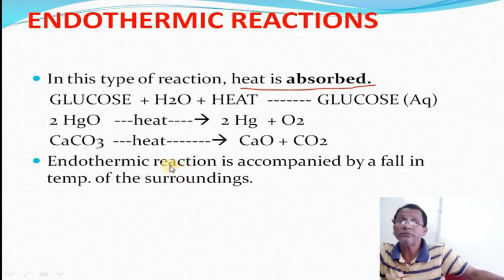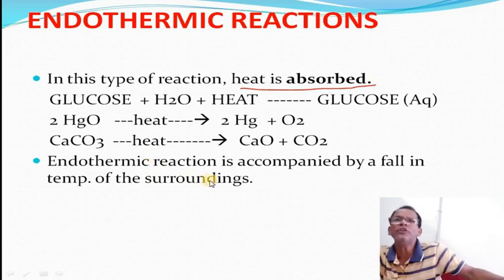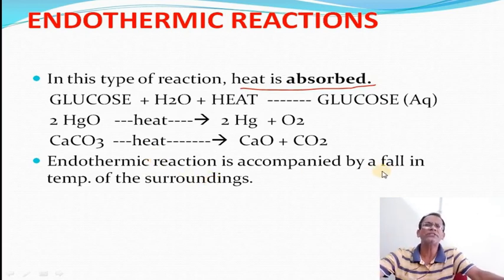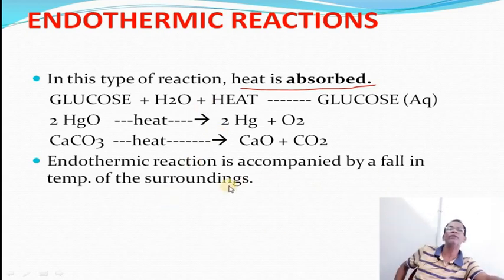There are two types: one is exothermic, another is endothermic. Heat is released means exothermic, heat is absorbed means endothermic. All endothermic reactions show a fall in temperature. But in an exothermic reaction, what happens? Temperature rises. That is the difference between endothermic and exothermic.